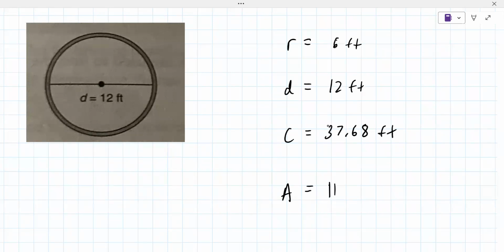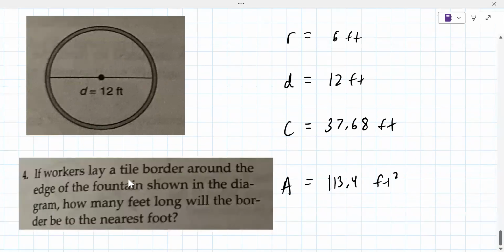$113.4. Okay. And what are the units for area? Feet squared. Good. Okay. Now, let's actually look at the question. It does refer to this picture. But we're going to look at the question here, and we can actually snip it in here.